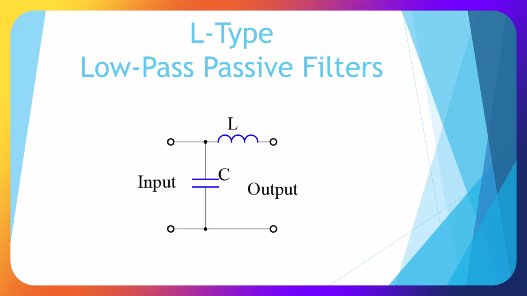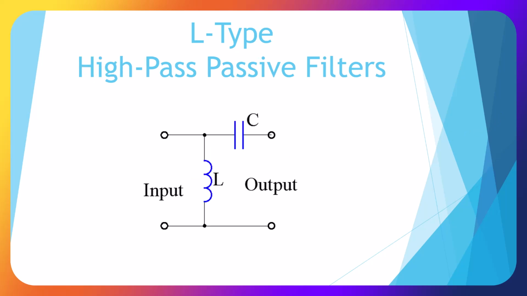Here's a low pass L-type filter, where we have an inductor and capacitor, and it's named from its L shape, and we use both components. Here's an L-type high pass, where you have the capacitor in series and in parallel across our inductor.